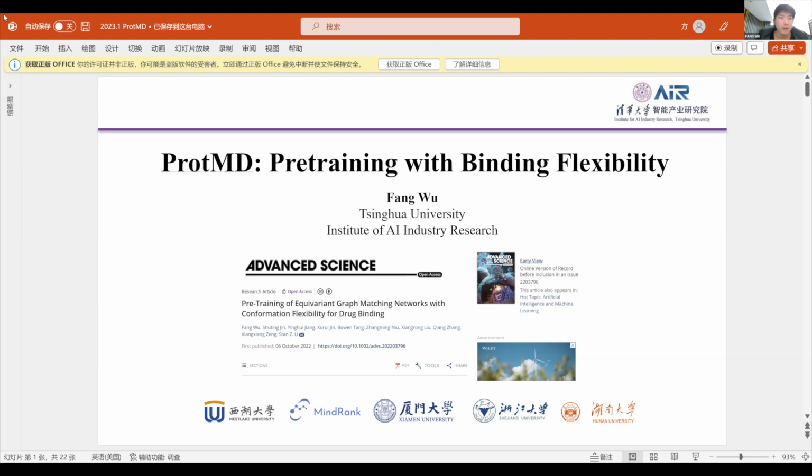Okay, so first let me introduce some background knowledge. First is protein-ligand modeling. As you know, predicting the strength of a candidate drug molecule's interaction with a target protein is a challenging but crucial task for drug discovery applications.